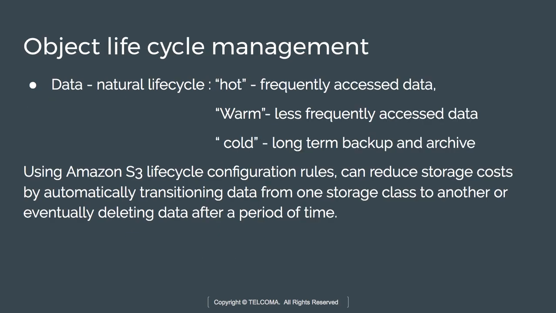Next we have object lifecycle management. Now data has a natural life cycle, and we have categorized the data into three: hot, warm and cold. Hot is frequently accessed data, warm is less frequently accessed data, and cold is long-term backups and archive. Using S3 lifecycle configuration rules, we can reduce our storage cost by automatically changing data from one storage class to another and deleting it over a period of time.